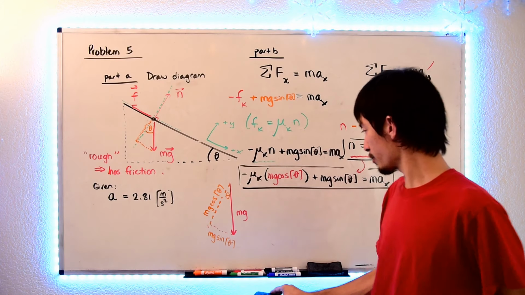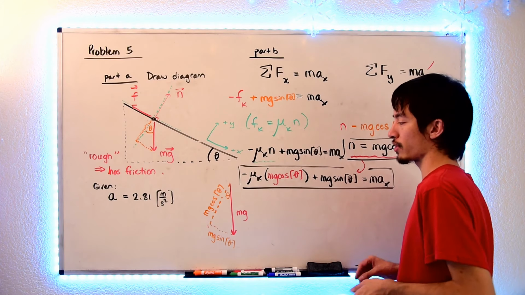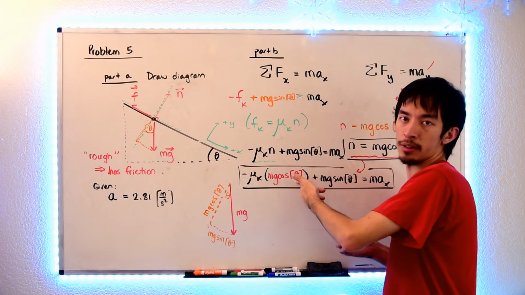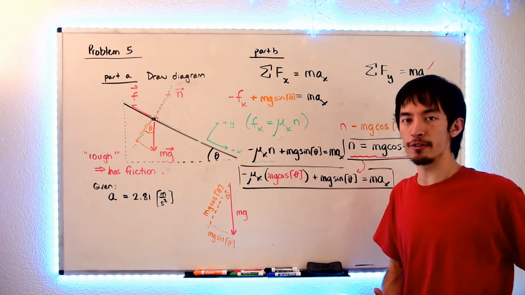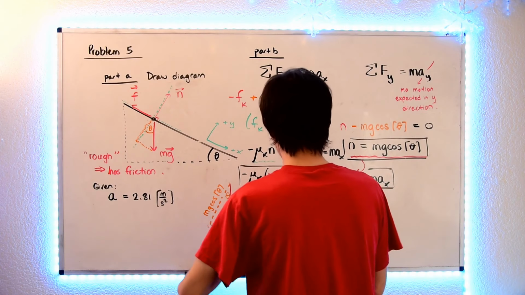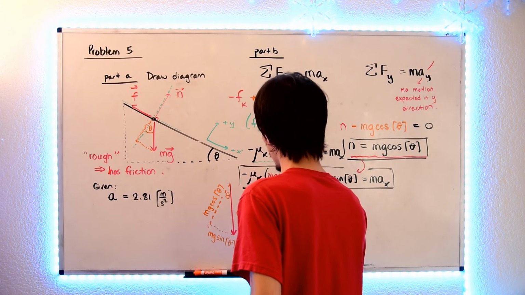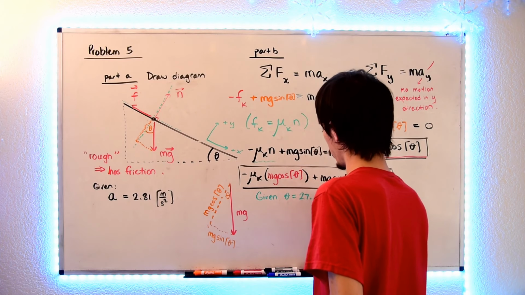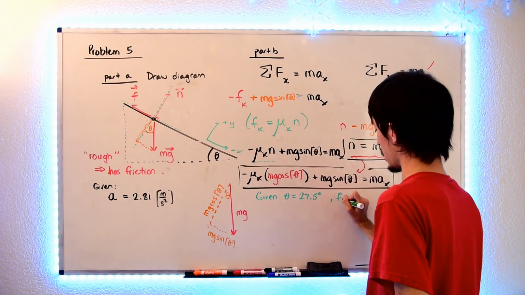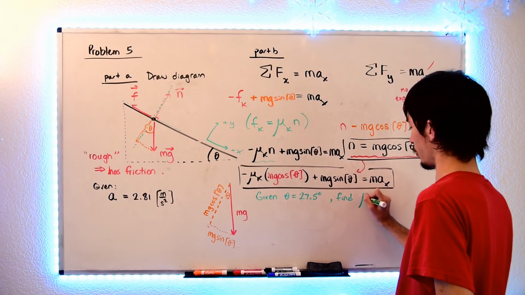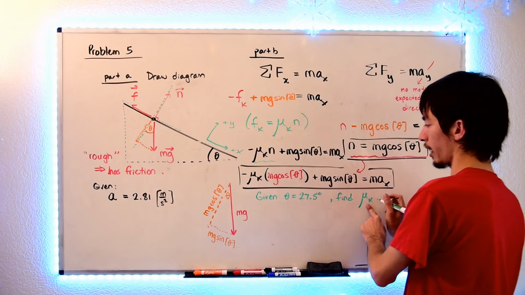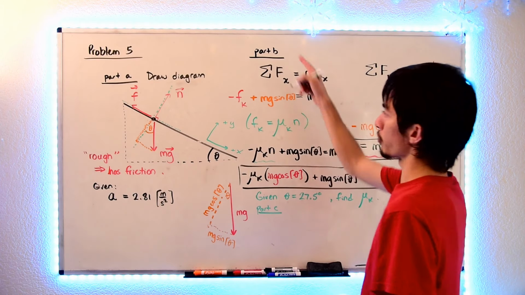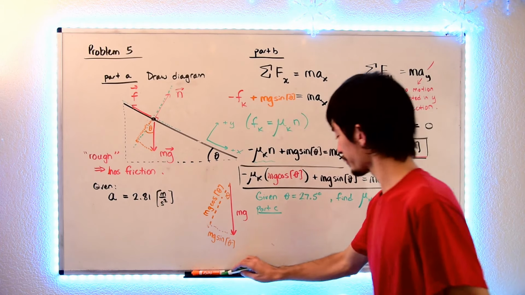So, in this part of the problem, it basically is a way of saying, find this missing thing given the other thing that we were missing. So we now have enough information to solve it. So let's say at this point, we're given theta equals 27.5 degrees. Find the coefficient of kinetic friction, mu k. Okay? So this is part C. That was part B, and that's part A. Okay?